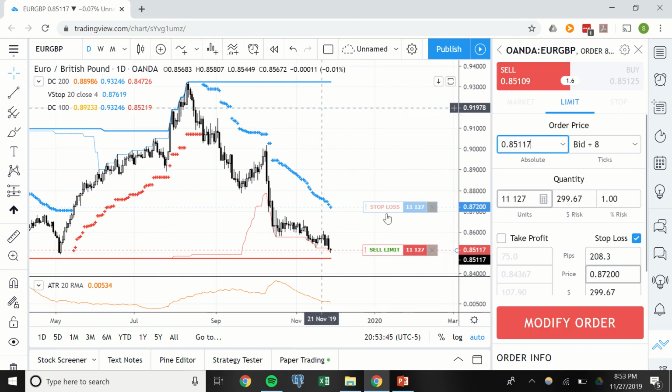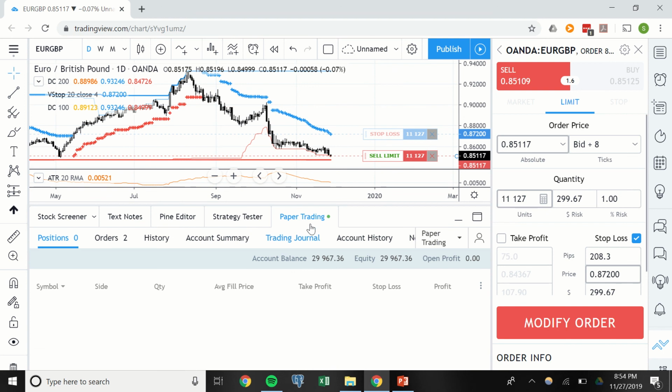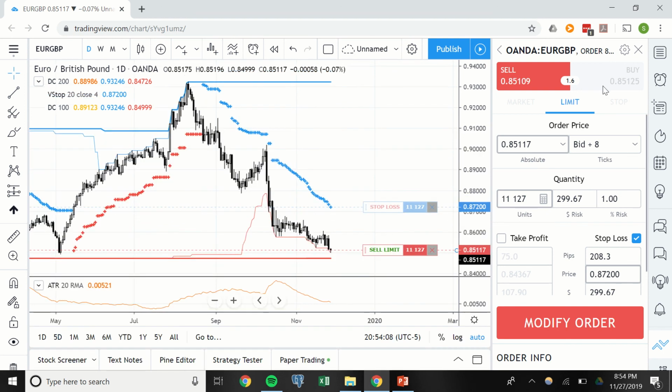So if the 100 period came down, then you could just update the stop loss position to be closer to the market if that's what your rule dictated. And obviously, if it gets executed and it hits my stop loss back up here at 0.872, then I'm going to lose $299.67, and that's going to be a 1% loss on my account.